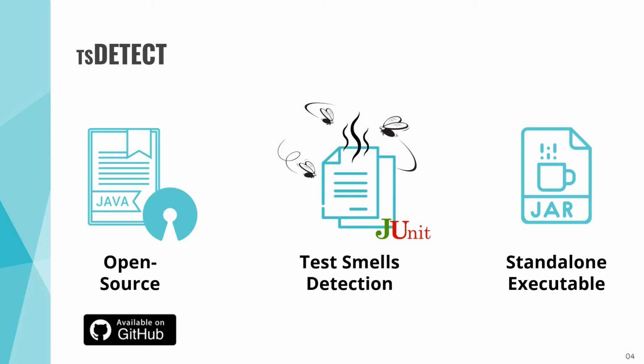tsDetect is an open source test smells detection tool. As a command line tool, tsDetect can run as a standalone executable to analyze JUnit-based test files for the existence of test smells. The tool does not require human intervention once it begins execution, and hence, it can be integrated into an automated build process. The code is available on GitHub and has already been forked a number of times.